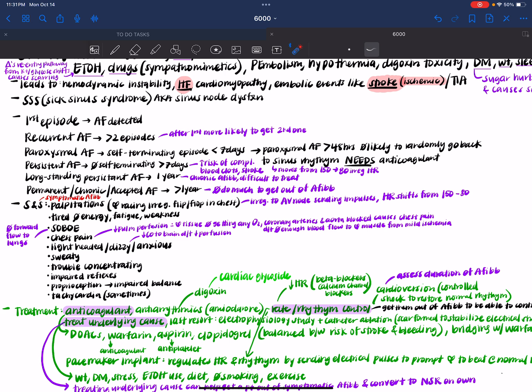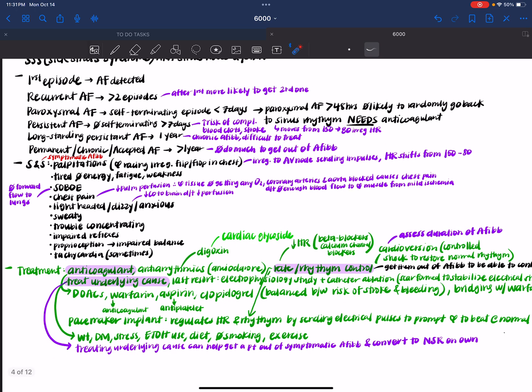So it goes from first episode, to recurrent with more than 2. Paroxysmal is more than 48 hours, less than 7 days. Persistent is not self-terminating, but more than 7 days. You need something to get out of this. There's a lot of occult risk and stroke risk. Long-standing is a year. It's chronic, difficult to treat, permanent. You can't do much to get out of AFib.